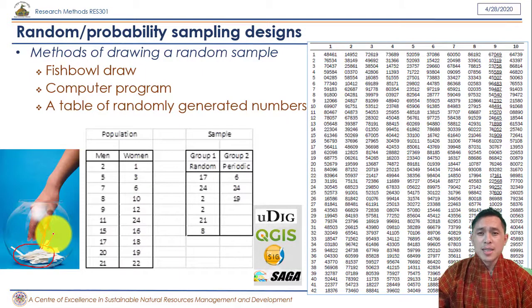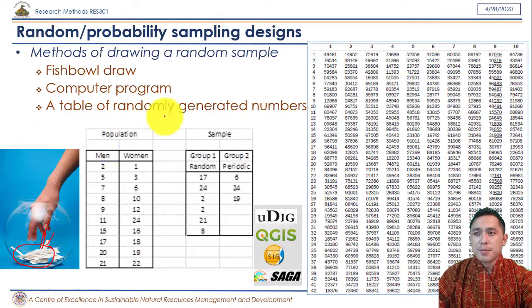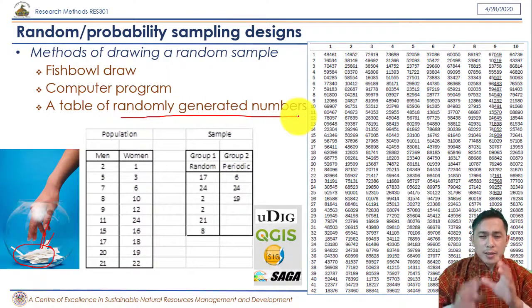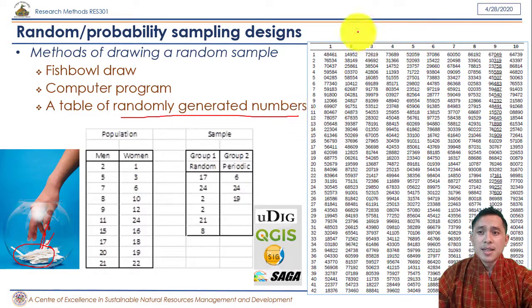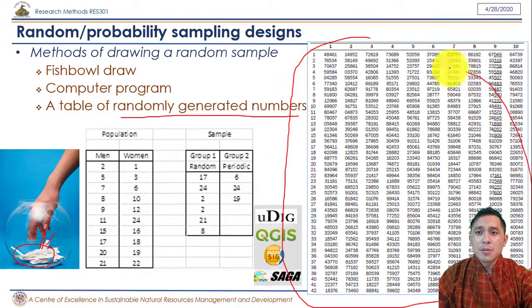The third one is famously being used, and it's still famously being used by many researchers: a table of randomly generated numbers. So if you look at most of the research methodology books, or most of the statistical guidebooks, at the end you'll see a table of randomly generated numbers. That means these are numbers that have been randomly generated for us to select our samples randomly.